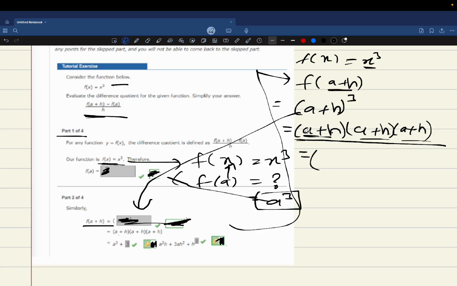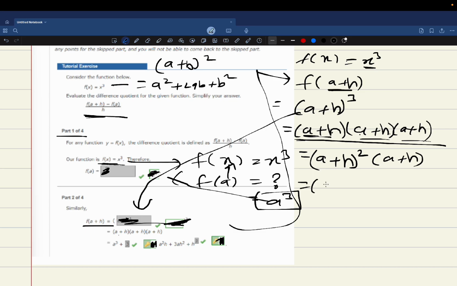So let's multiply a by a to get a squared, and then a times h. Or actually what we can do is, we already know the formula of (a plus b) whole squared, right? We did it previously. (a plus b) squared is a squared plus 2ab plus b squared. So we can do this: (a plus h) squared, and then times (a plus h). So (a plus h) squared is a squared plus 2ah plus h squared.